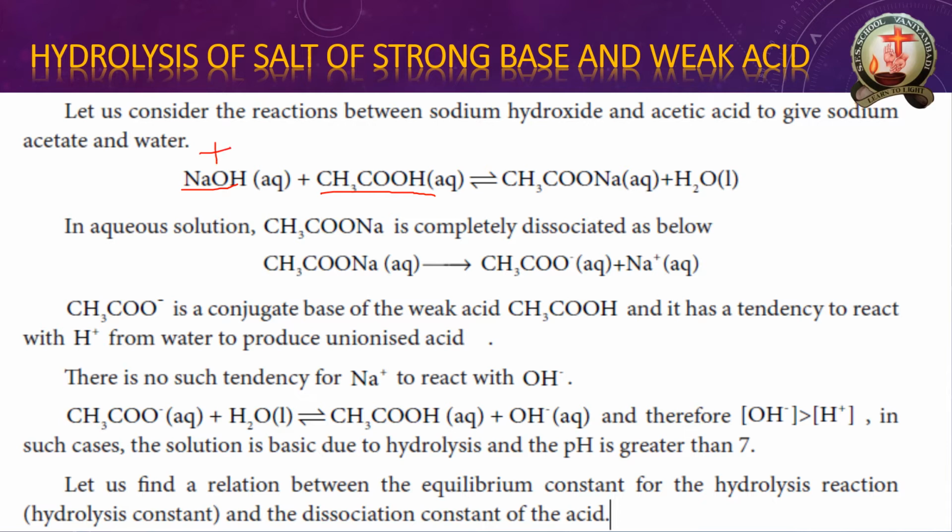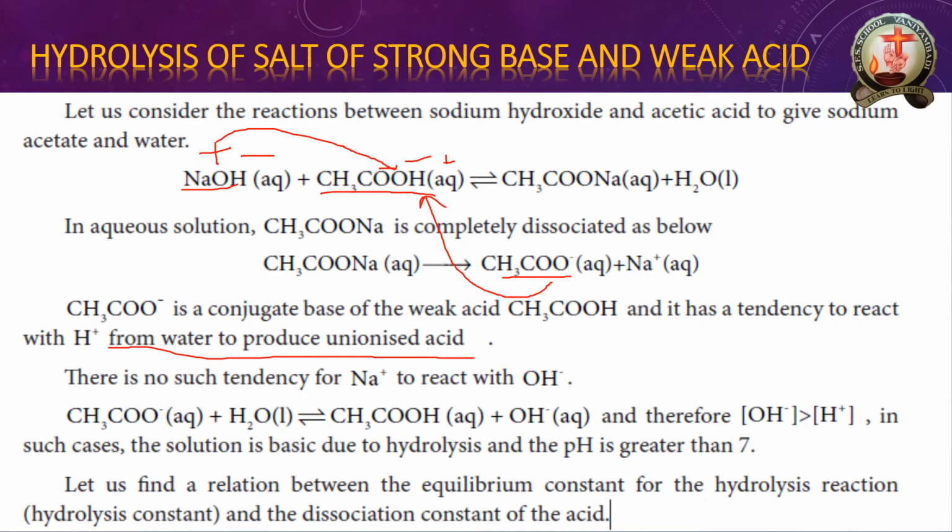What happens? This is Na+ and OH-, and this is CH3COO- and H+. Na+ comes and attacks here, and we get CH3COONa. Then this H attacks OH, and we get H2O. In aqueous solution, CH3COONa again dissociates, forming CH3COO- and Na+. The CH3COO- is the conjugate base of acetic acid. Then this is not reacted, so it is producing unionized acid.